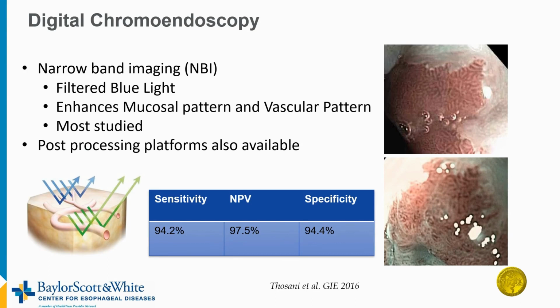Digital chromoendoscopy is widely available and easy to use with a push of a button. Narrowband imaging is the most studied and is a filtered blue light. It enhances the mucosal pattern and vascular pattern. Other post-processing platforms are also available on other systems. NBI also has met the ASGE thresholds for incorporation into a Barrett's examination in addition to the Seattle protocol biopsies.